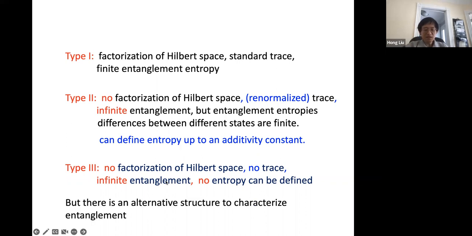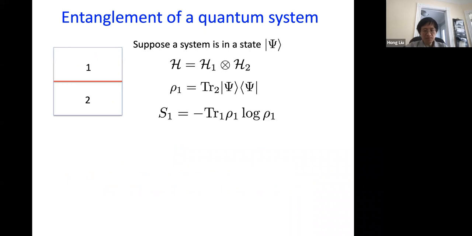But in the type III case, even though there's no trace and no entropy can be defined, there's an alternative structure to characterize entanglement. So now let me very quickly talk about this alternative structure. I will not have time to go into detail here, so let me just say it quickly.